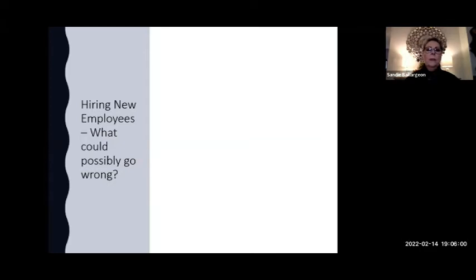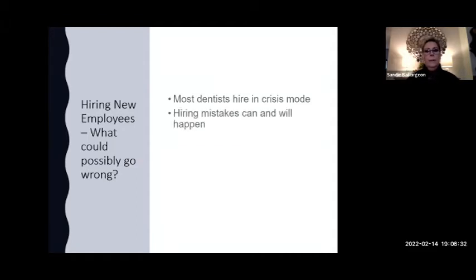So when you're hiring new employees, what could possibly go wrong? Well, pretty much everything. Dentists are generally hiring in crisis mode. Either someone has gone on maternity leave, or they've left, or they've moved, or they've changed jobs. What's happening right now in the job market is that there's a shortage of dental office staff to begin with, but they're demanding more and more money all the time, higher wages, and they're coming in with higher expectations. So hiring mistakes, it's very easy to make a hiring mistake.